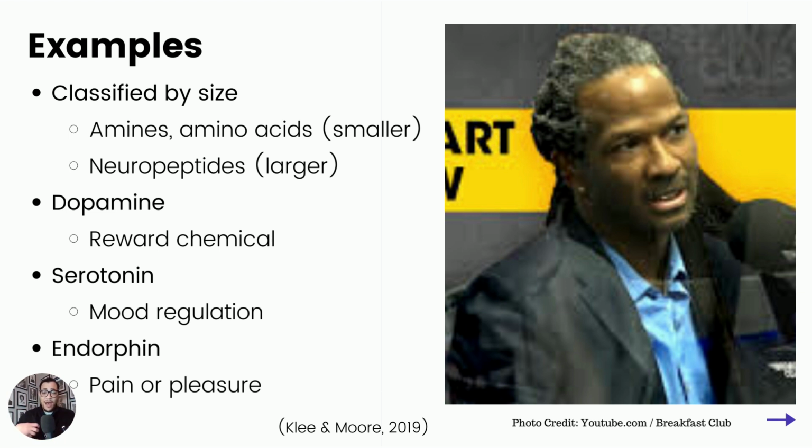But just know that neurotransmitters are classified, and he studies these things. They're classified by size. So there are amines and amino acids, which are the smaller ones, and then there are neuropeptides, which are larger ones. Some examples that you may be familiar with: dopamine. This is an amine neurotransmitter that plays a role in coordinating movement, attention and learning, and reinforcing behaviors. One source says that this is known as the reward chemical, and it's associated with pleasure of many kinds. Too little can lead to depression, and too much can lead to addiction.